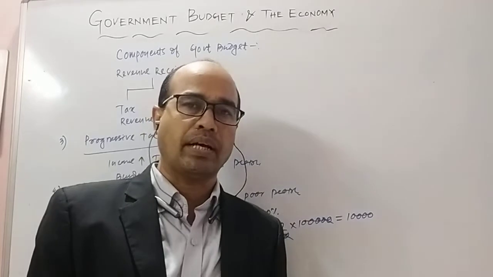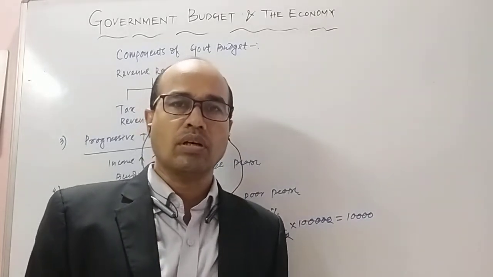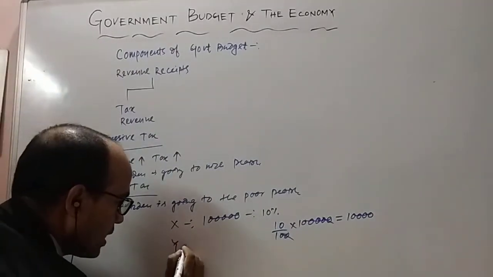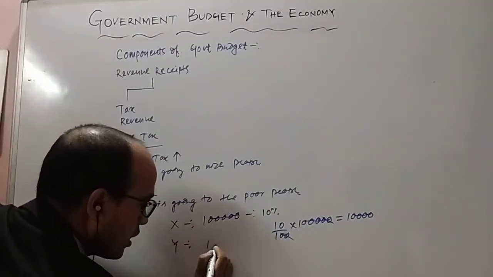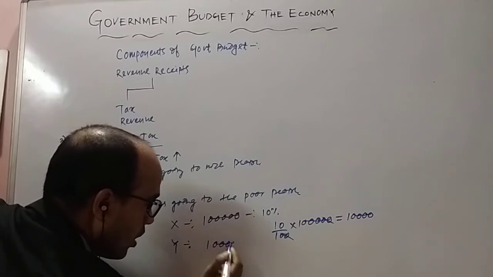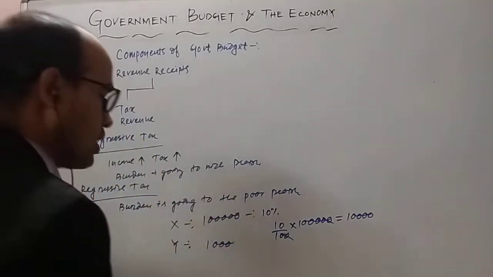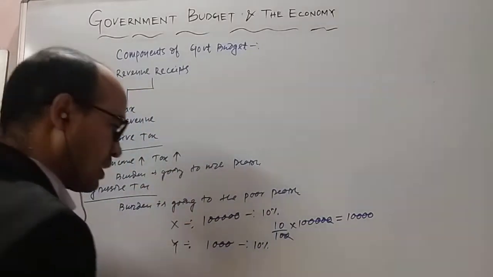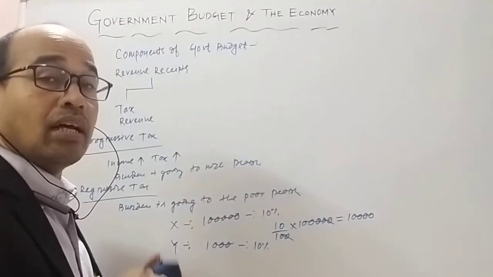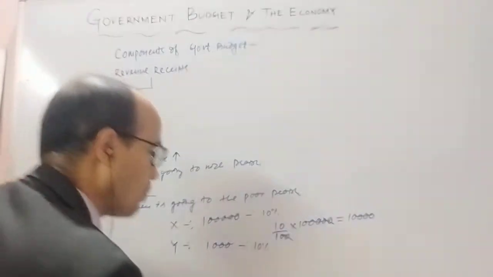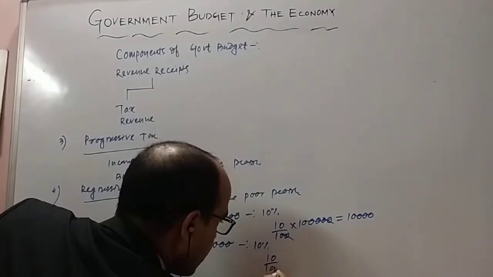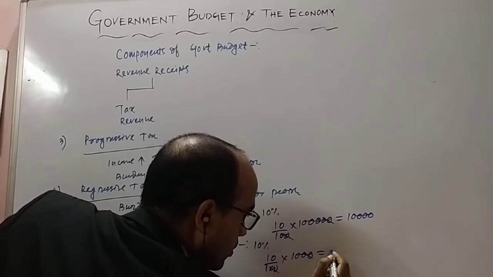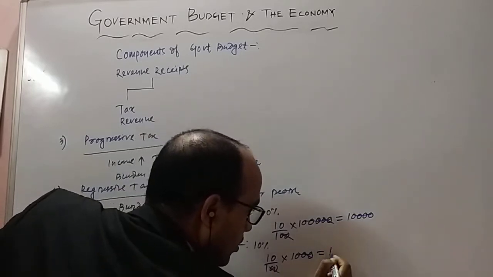So if you compare, 90,000 is not a less income for that particular person. And the second person, Mr. Y, per month income is 1,000. Let us say you pay 10% tax. The tax rate remains the same. Then 10 by 100 into 1,000, you can find out, is 100 rupees.